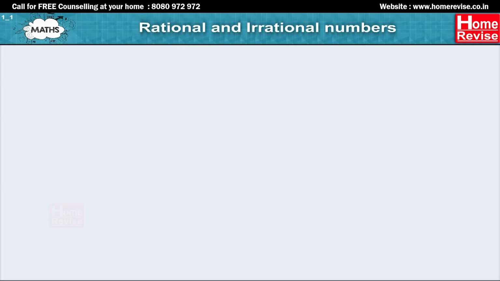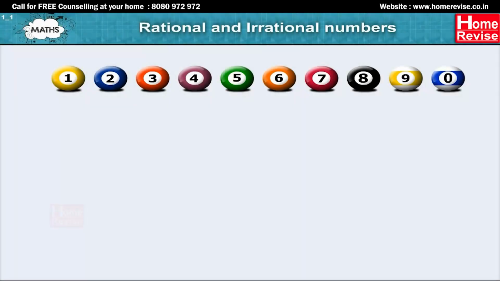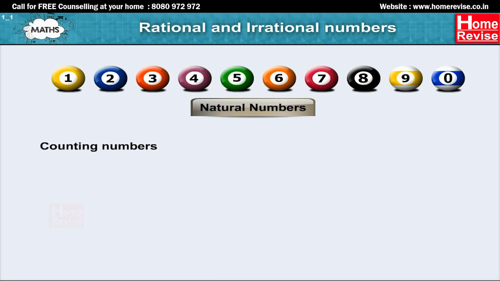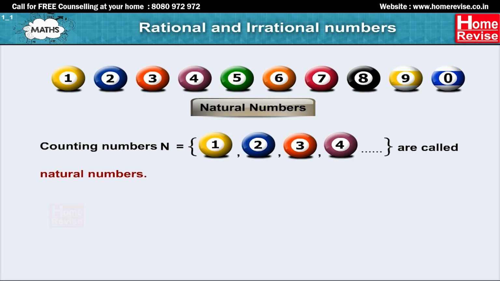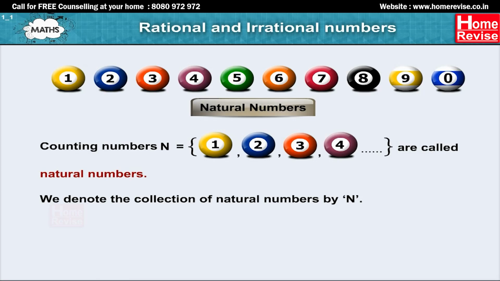Rational and Irrational Numbers. Today, we will study about number systems. Let's talk about natural numbers. Counting numbers like 1, 2, 3, 4 are called natural numbers. We denote the collection of natural numbers by N.